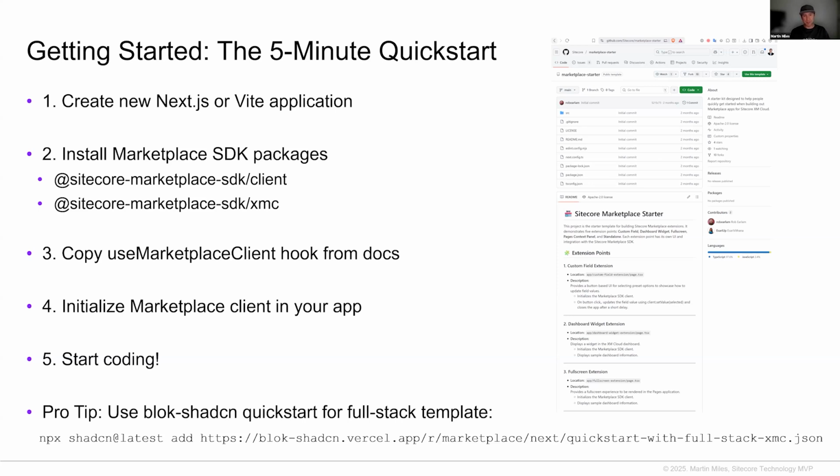Here is also a pro tip. If you want to jumpstart your development with a full stack template that includes server-side API routes and authentication, you probably would want to use the shadcn quick start. This single command, as you see at the bottom here, will scaffold the complete marketplace app for you with the boilerplate code already in place. So it's a huge time saver.